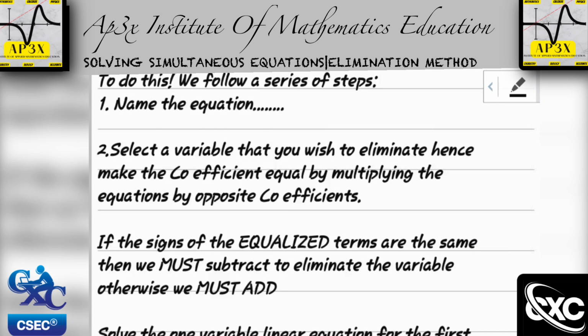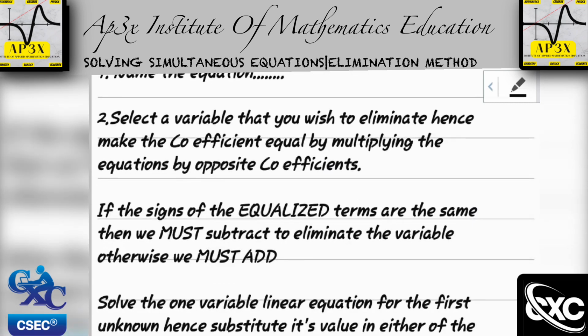Now, once you're able to make a decision as to which variable you wish to eliminate, then your task is to make the coefficients of the variable that you wish to eliminate the same. Now, how do we actually make them the same? I will demonstrate in the examples coming up.